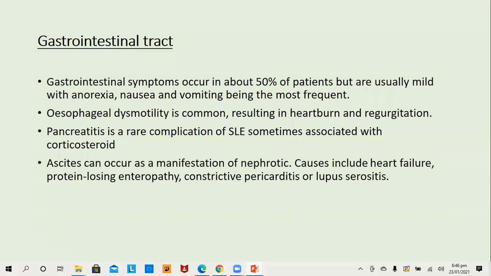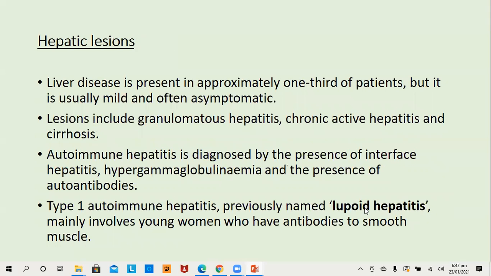And ascites occur as a manifestation of nephrotic syndrome or kidney damage. However, heart failure, protein-losing enteropathies, constrictive pericarditis, and lupus serositis are associated with ascites. Because polyserositis is a feature of SLE.